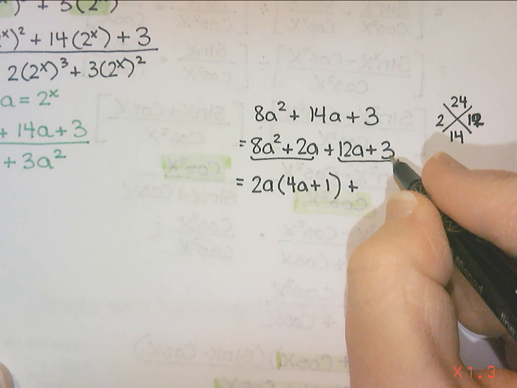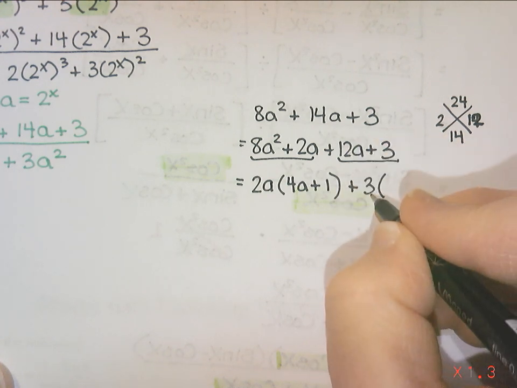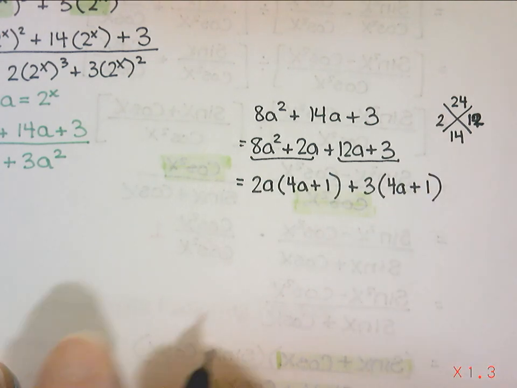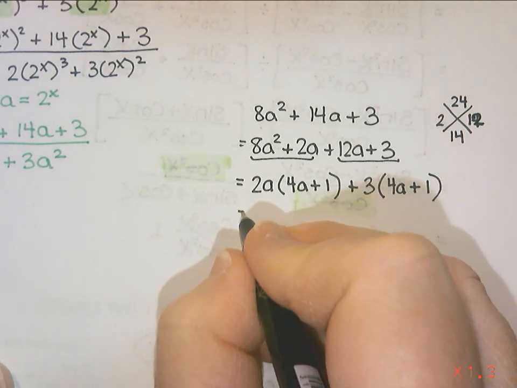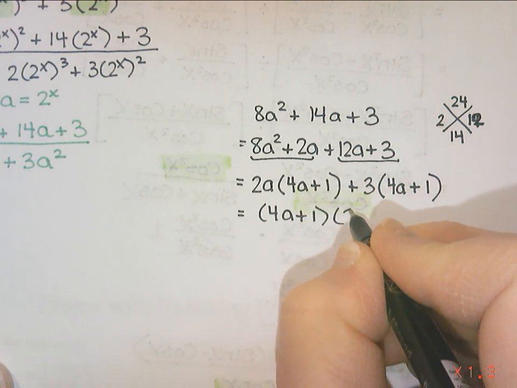And then second pair, I can divide by 3. 12a divided by 3 is 4a. 3 divided by 3 is 1. I got the same bracket, which I was supposed to. So this is going to be 4a plus 1 and then 2a plus 3.